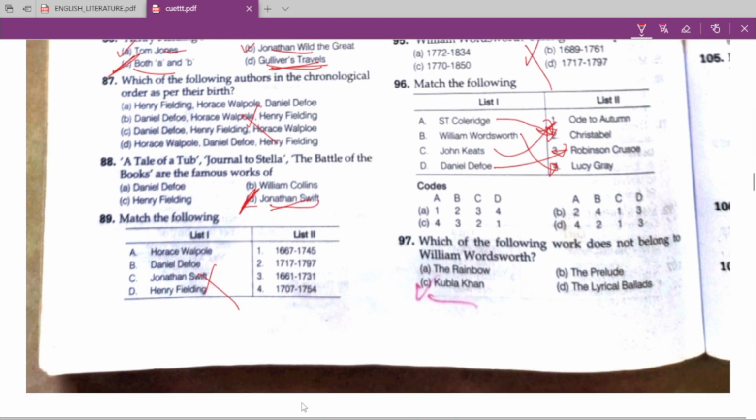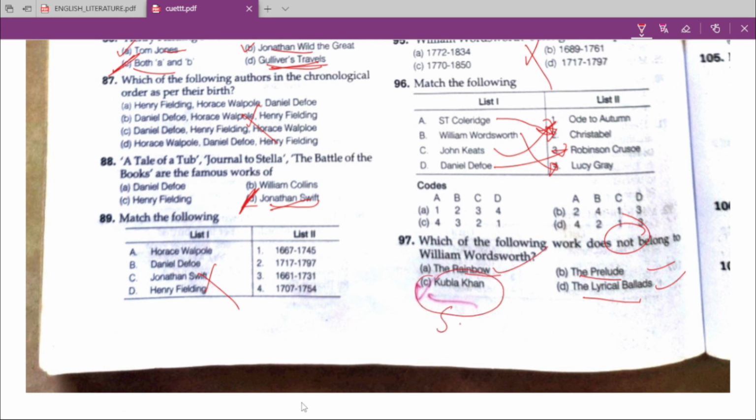Next question, 97. Which of the following works does not belong to William Wordsworth? The Rainbow, The Prelude, the Lyrical Ballads. The Prelude, the Lyrical Ballads, The Rainbow, these are all his, whereas Kubla Khan was written by S.T. Coleridge. S.T. Coleridge has written Kubla Khan. So Kubla Khan is the right answer.